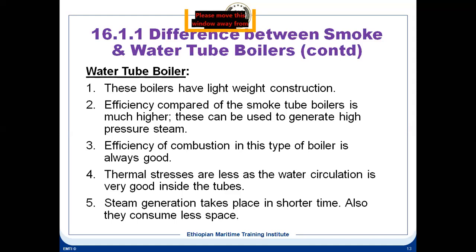So for the same amount of fuel that we burn in a water tube boiler, we generate a lot more steam. And due to the construction of a water tube boiler, where the convection currents are very well set up, the water is circulating in all parts of the boiler and there are no areas where the water is stagnant. So the localized thermal stresses are much less due to the very good water circulation. And since it is not like a drum, the steam generation also takes place in a much shorter time.